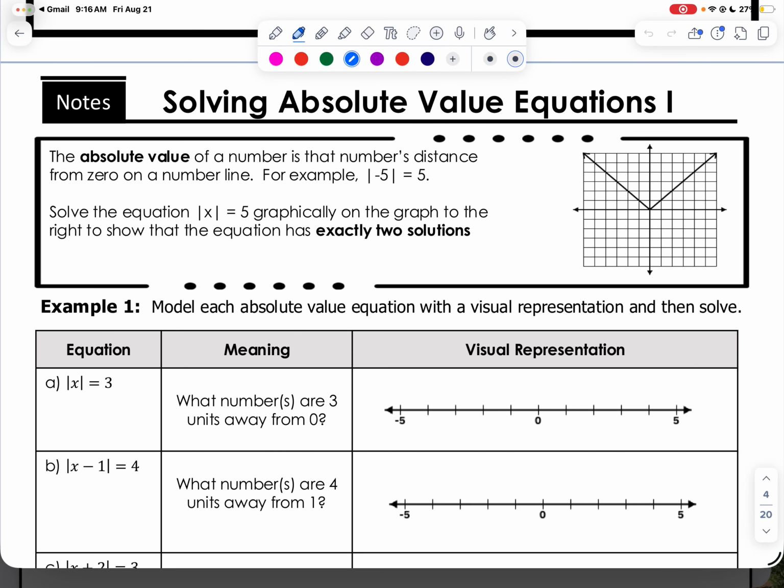Hello, and welcome to another lesson from Level Up Mathematics. In today's lesson, we will be solving absolute value equations. This is part one of a two-part lesson.